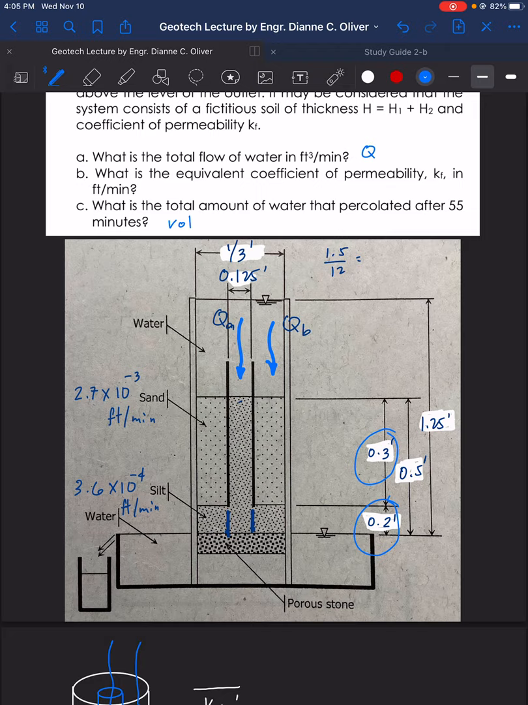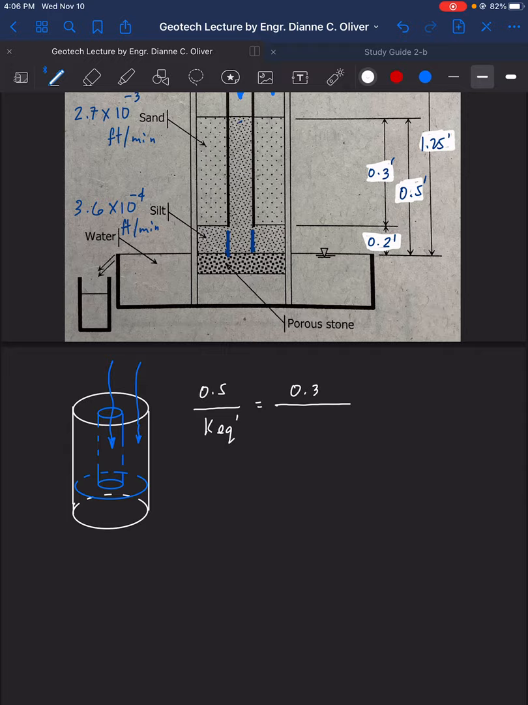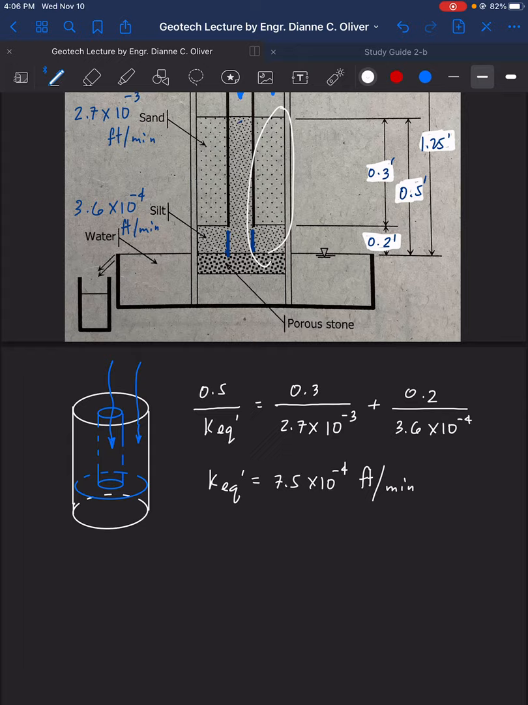Okay, so we are going to use here 0.5 equals 0.3 over, and what's this 0.3 here? The 0.3 here is the sand, which is 2.7 times 10 raised to negative 3, plus 0.2. What's the 0.2 there? The silt, which is 3.6 times 10 raised to negative 4. So K equivalent prime now is equal to 7.5 times 10 raised to negative 4 foot per minute. Okay? So finally, we have the K equivalent prime of the outside ring.